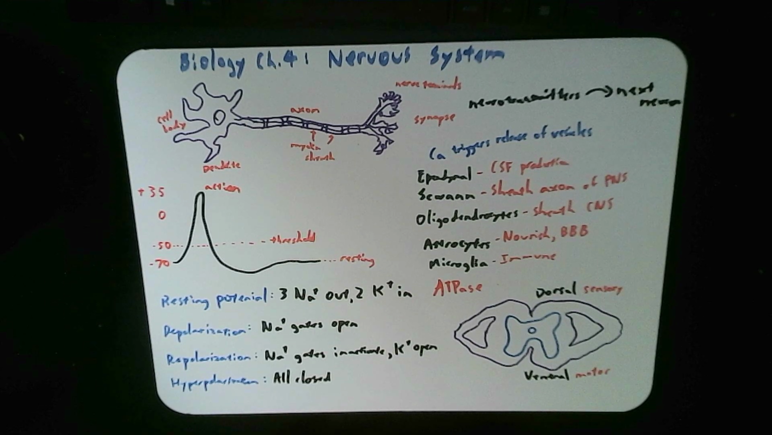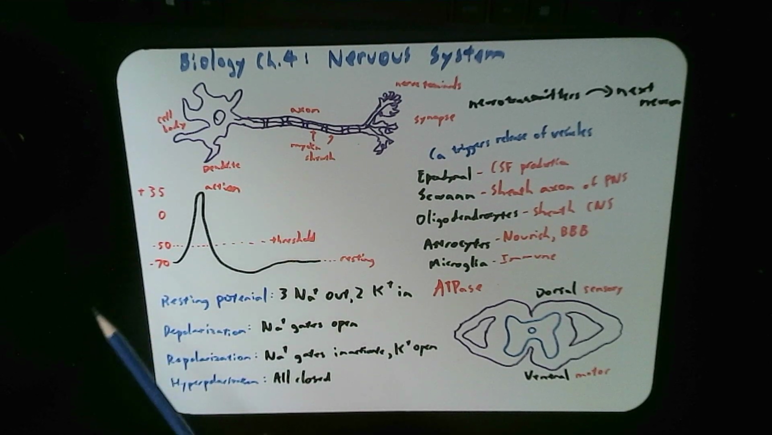Our nervous system is one of the four main tissue types, the others being muscle tissue, connective tissue, and epidermal or epithelial tissue. So the nervous system is quite a hefty part of our body.